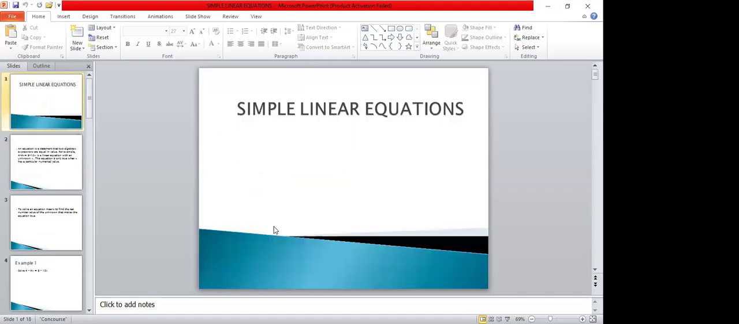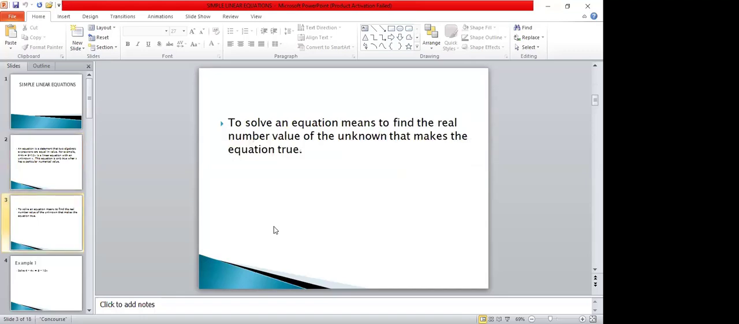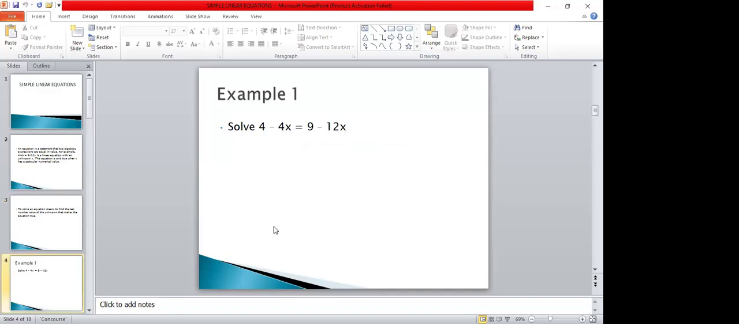Now let's go back. Can you write this down simply? Linear equations. Write down the short. Are you done writing it? Once you are done, you can let me know. Okay, I'm done. All right. So write this now. To solve an equation means to find the real number value. Okay, good.